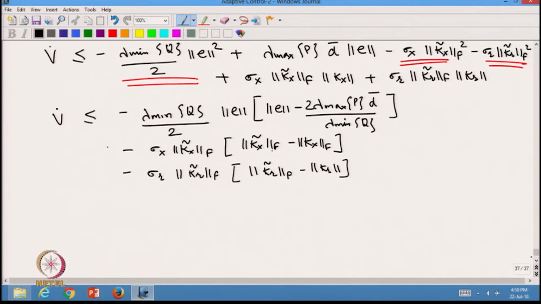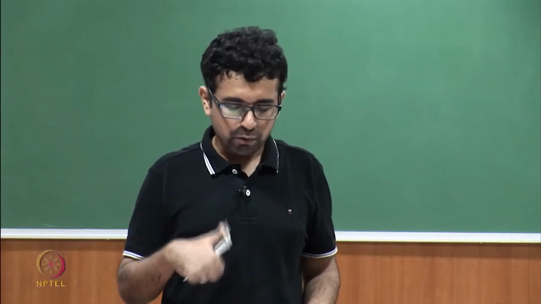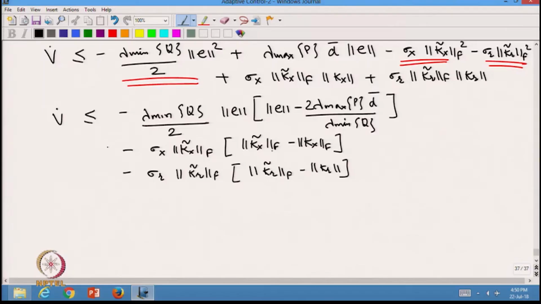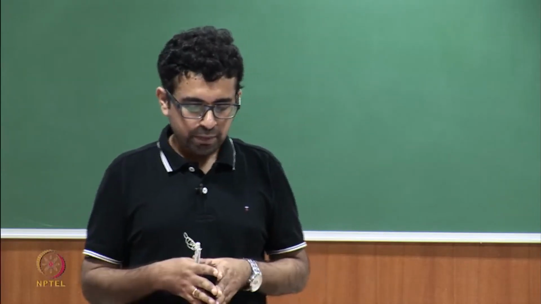Now, what we can say from here is that if you look at these terms in these square brackets, and if these terms are positive, then we can say that V dot is less than or equal to 0, and since V is positive and V dot is less than or equal to 0, V is bounded, and we can further say that the error states E, kx tilde, kr tilde are also bounded.